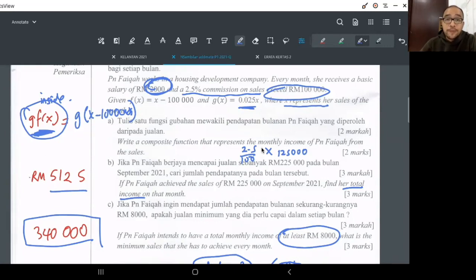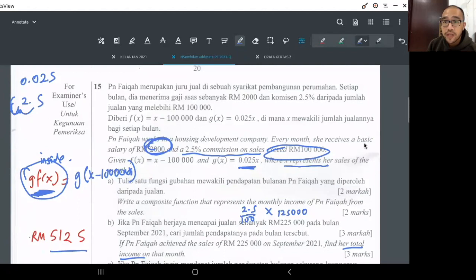Oh, so if for question 15A we write GFX and FGX, okay, Kaito? Cannot. FGX is wrong, because FGX is, kamu kira dulu itu commission, baru kamu tolak 100,000. Mana boleh? Cannot. The question is very specific. Mesti tolak dulu 100,000 daripada jumlah sales dia, baru commission itu dikira daripada baki tersebut. You see there's a difference there, Marvin? There is a difference between the two.